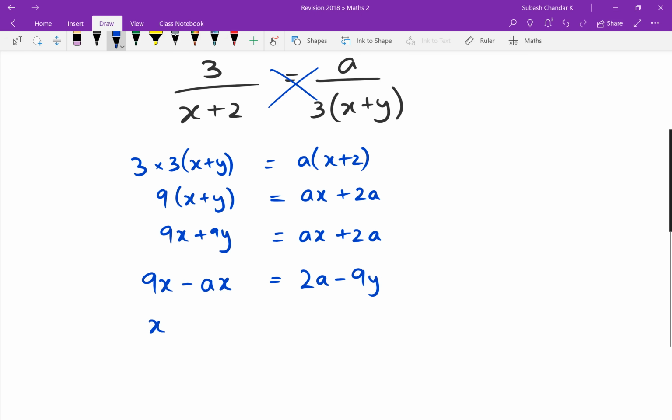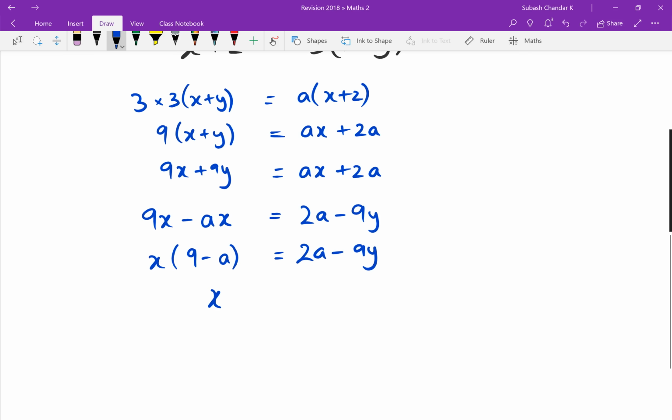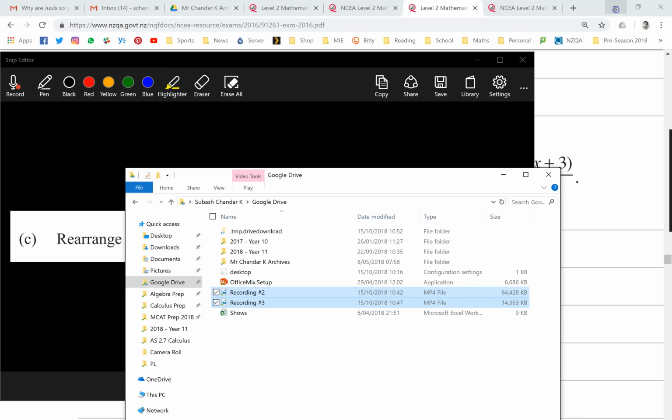And then x is a common factor, so I can take it out, which means I've got 9 minus a. And then I've got 2a minus 9y here. So then I can say x is equal to 2a minus 9y divided by 9 minus a. Maybe I should have chosen a different letter instead of a. Is that all right? Yeah? So that would be another merit question here, just to see what you could get achieved for.